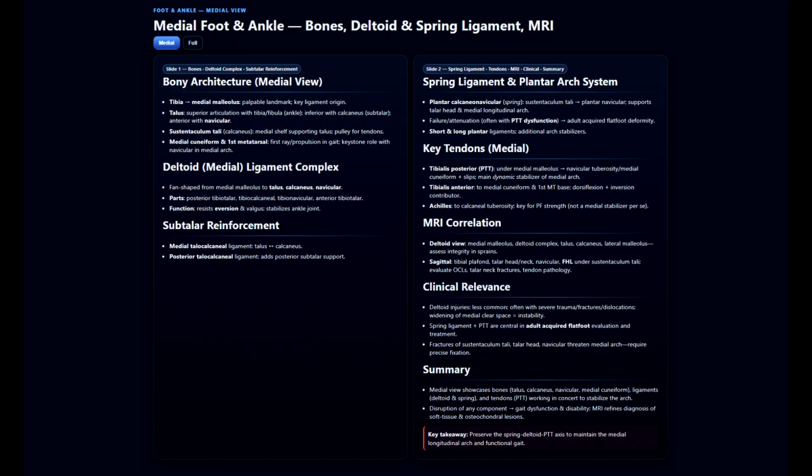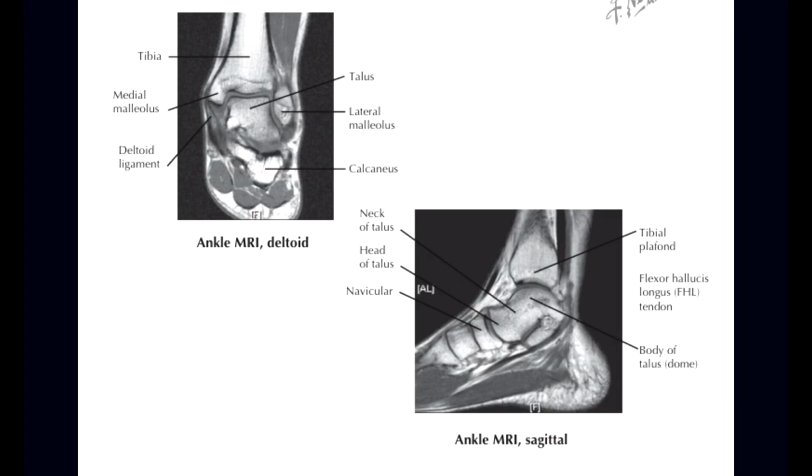MRI correlation. The MRI images provide us with a clinical window into these structures. In the deltoid ligament MRI view, we can appreciate the medial malleolus, the deltoid ligament complex, the talus, calcaneus, and lateral malleolus. This imaging is essential in diagnosing ligamentous injuries, particularly in the setting of ankle sprains, where the integrity of the deltoid ligament determines treatment planning.